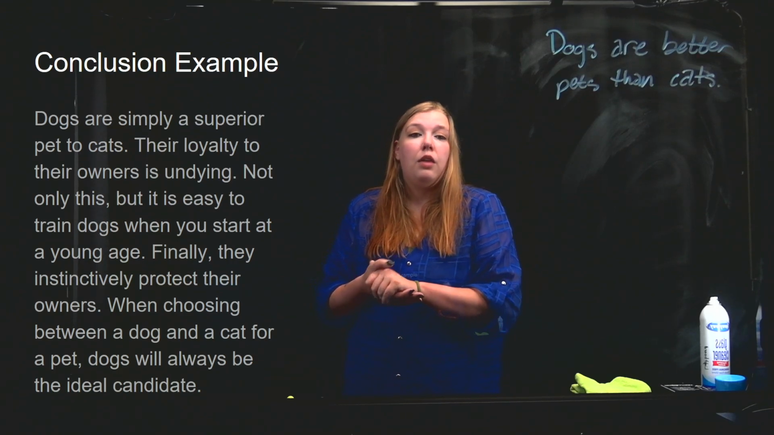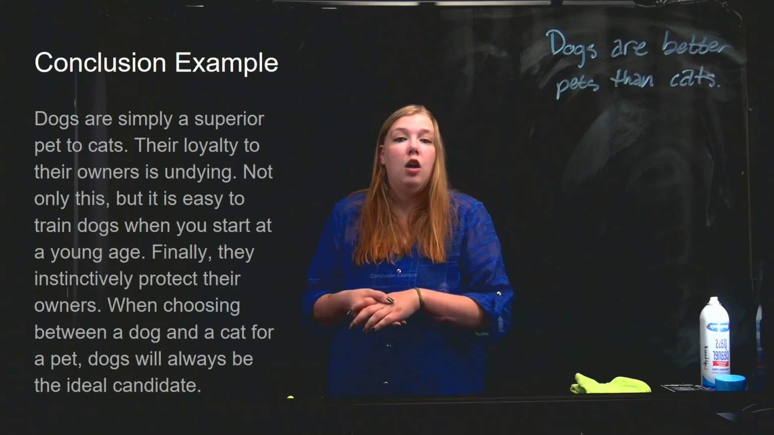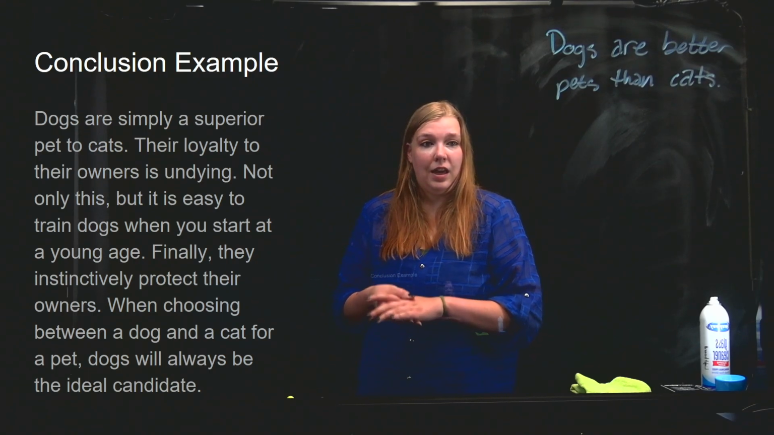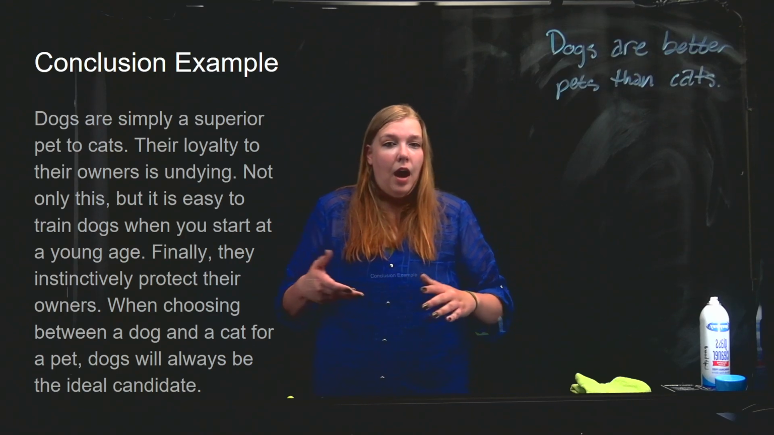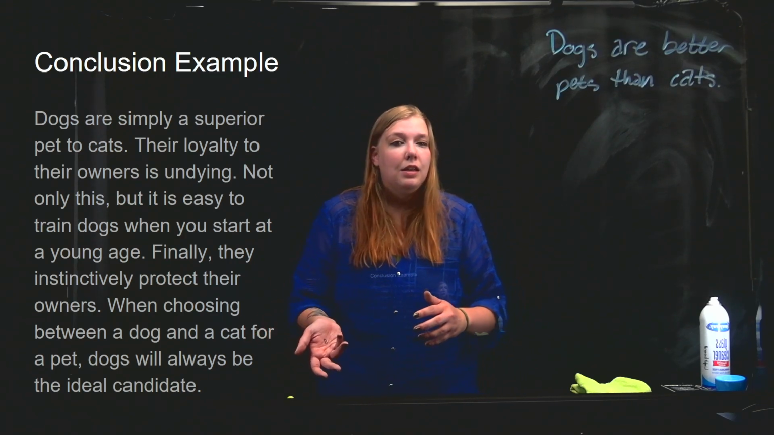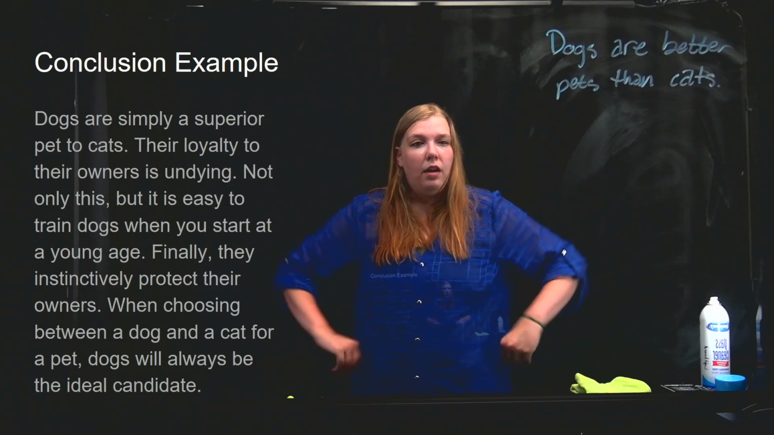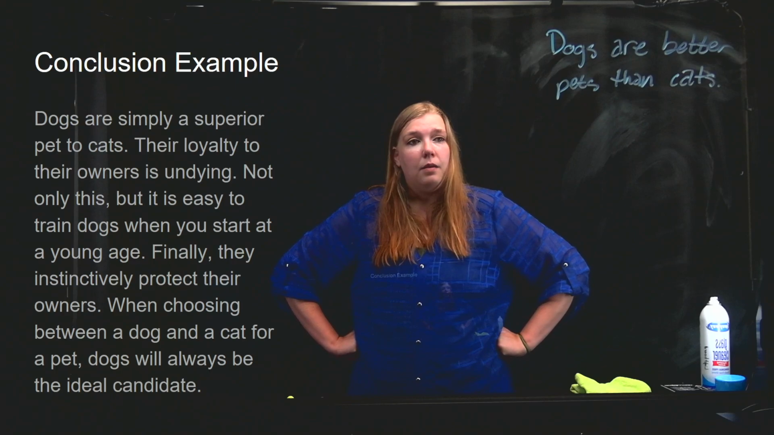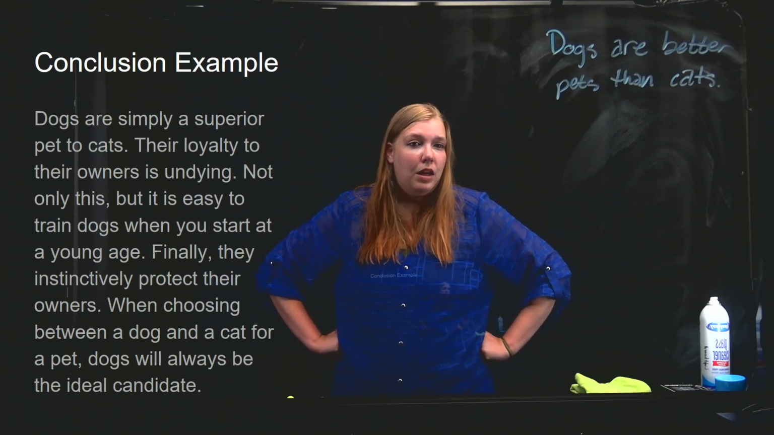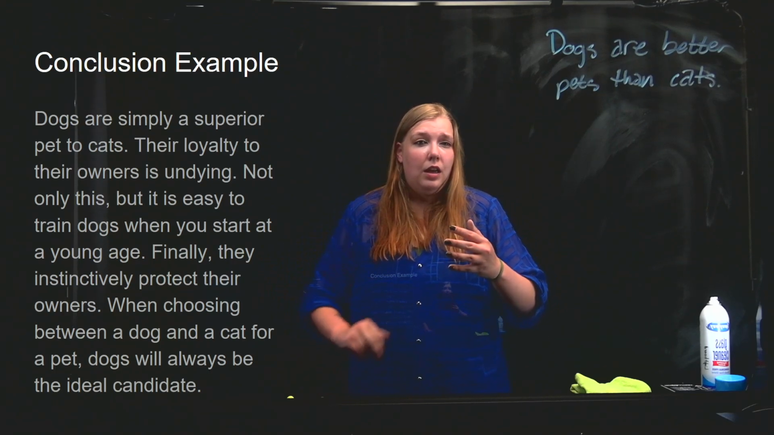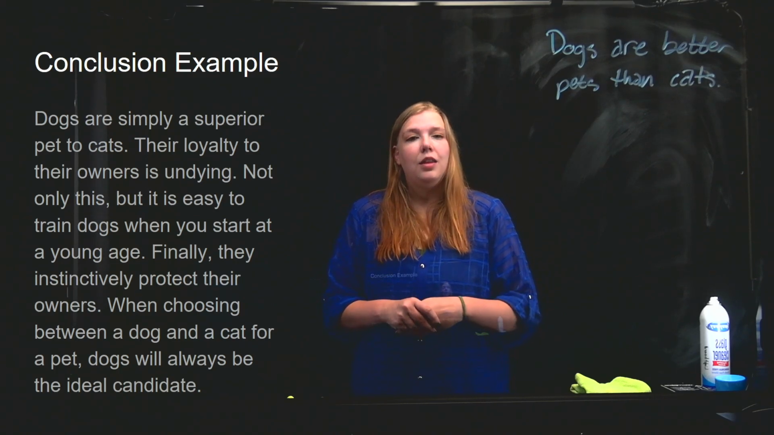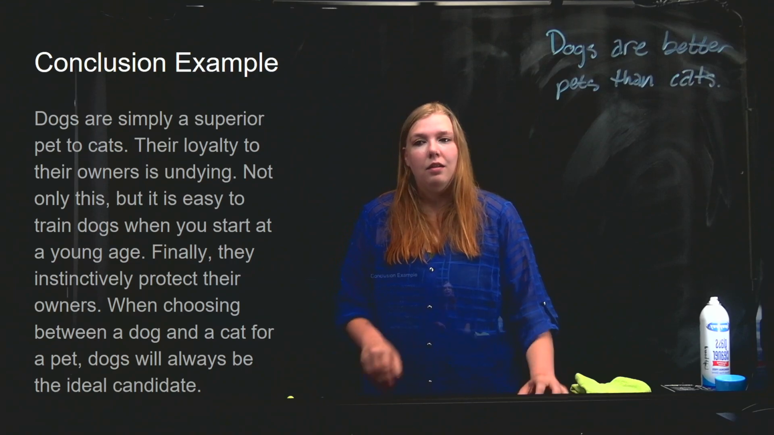We're going to end it with, when choosing between a dog and a cat for a pet, a dog will always be the ideal candidate. Now, I ended it that way because now I'm leaving the reader thinking, well, if I want a pet, which one do I really want to get? And that way it applies to their life. It talks about how it would impact them, and it leaves them thinking, yeah, I think I could get a dog instead of a cat.